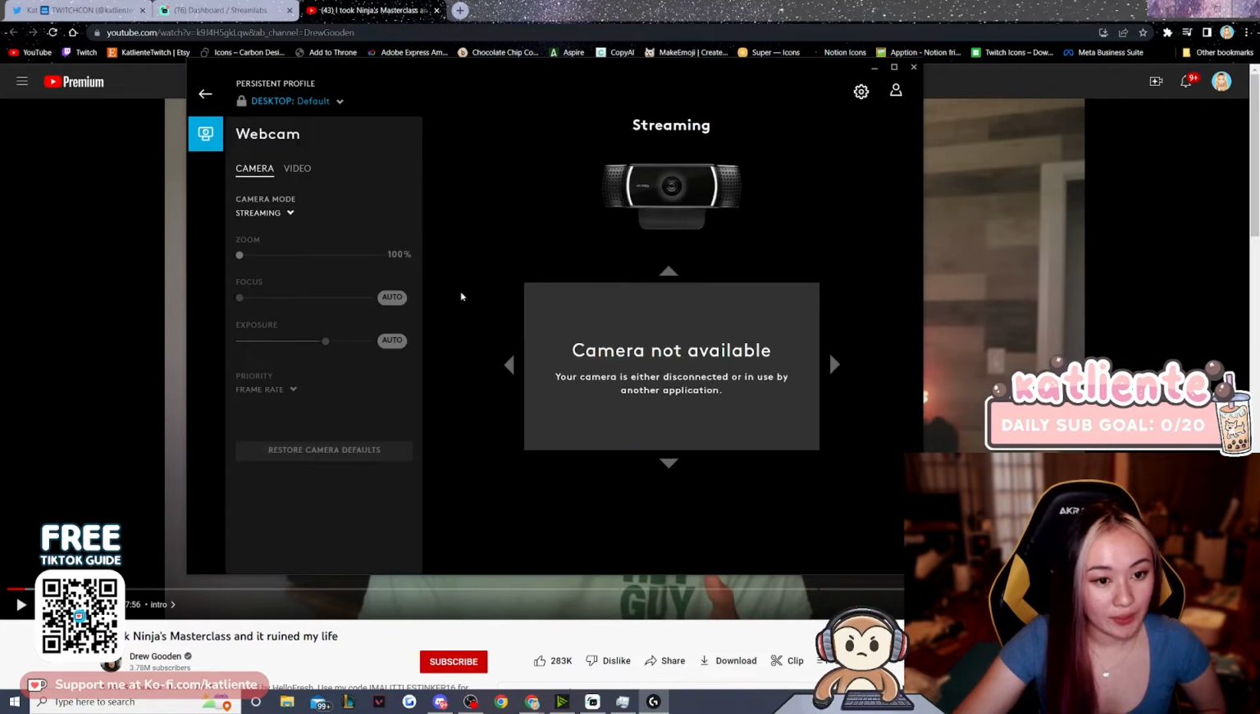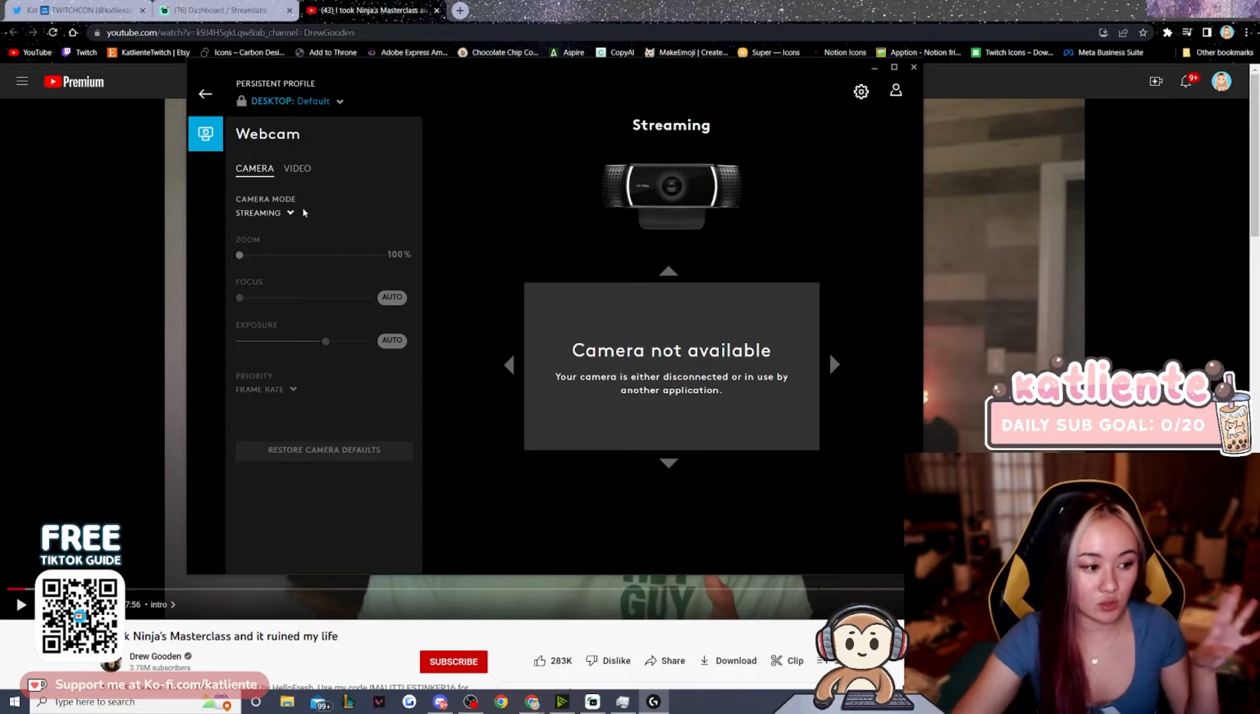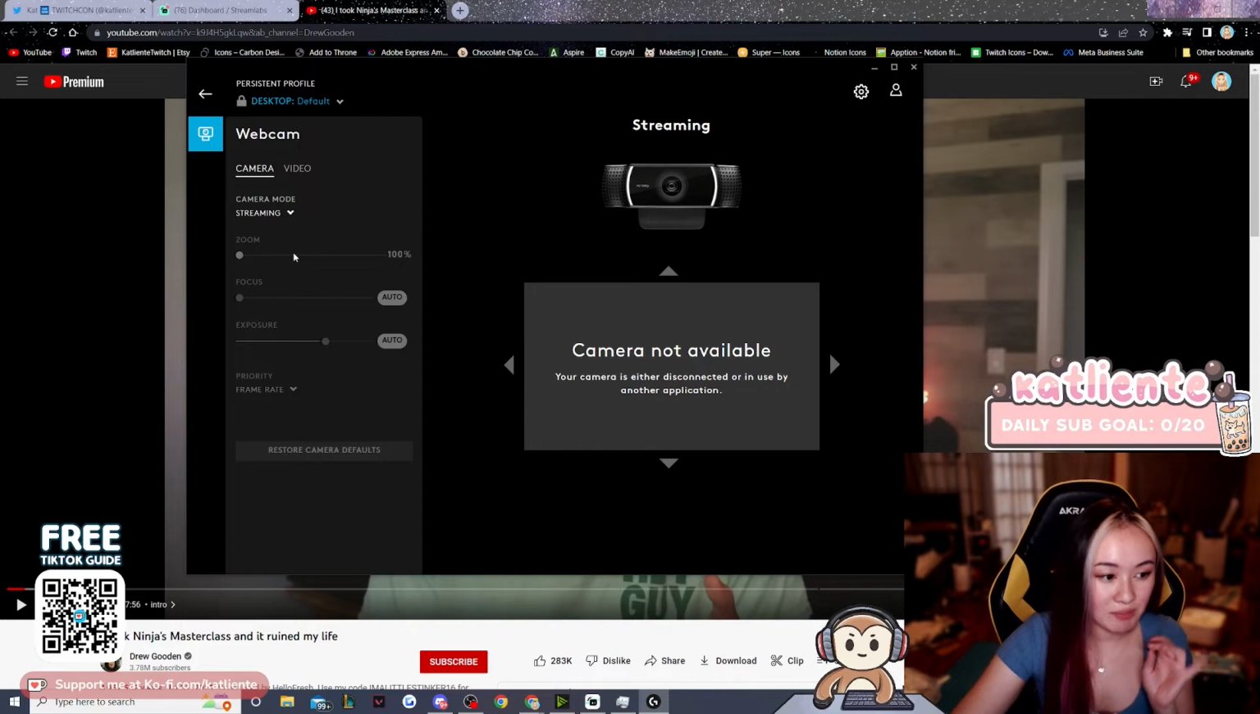here's my Logitech webcam, right? So under the camera mode, swap it off of default onto streaming. Default does not prioritize frame rate, so you will only have like 30 frames per second, which is why your frames will look so skippy and your camera won't look smooth and you'll look kind of pixely.